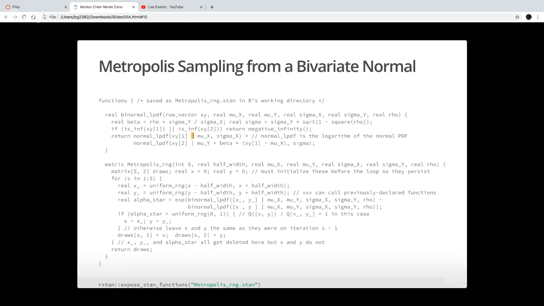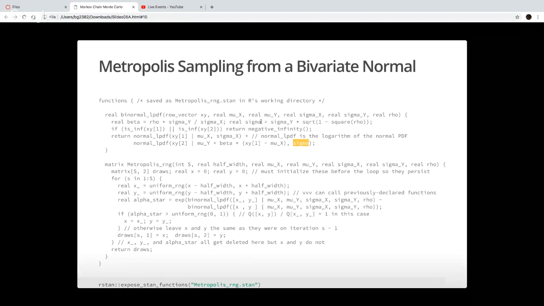And so these functions that end in LPDF or LPMF, if it was a discrete random variable, can be written with the statistics notation like these vertical bars here. So this is just saying xy, the first element of it, which is x, give me the log PDF of that given mu x and sigma x, and then add on to it, because we're in logarithms, the normal LPDF evaluated at y, which is the second element of xy, with conditional expectation mu y plus beta times the residual on x, and sigma, which I previously calculated to be the conditional standard deviation. So that's just implementing the PDF for the bivariate normal that we saw before.